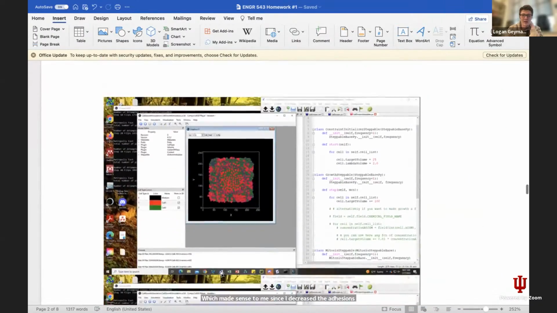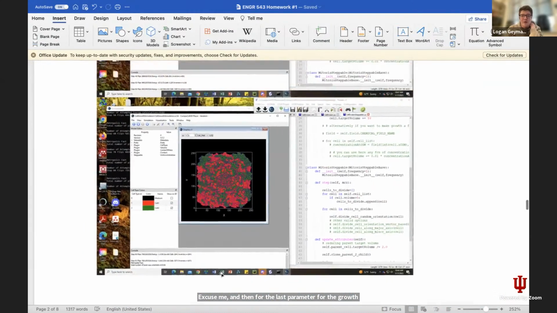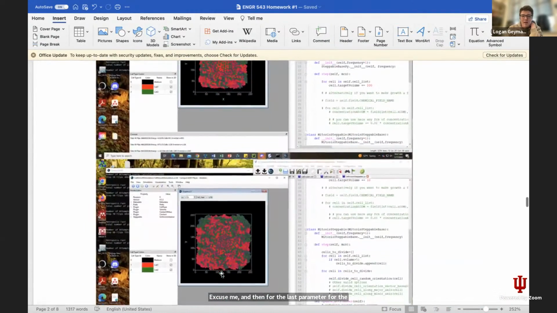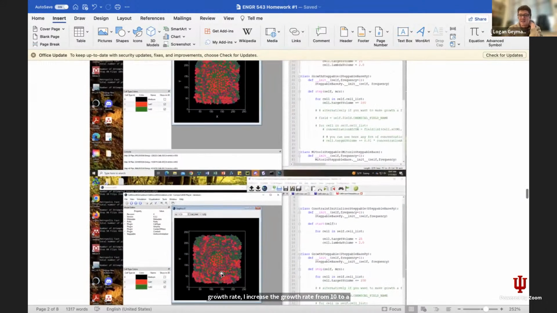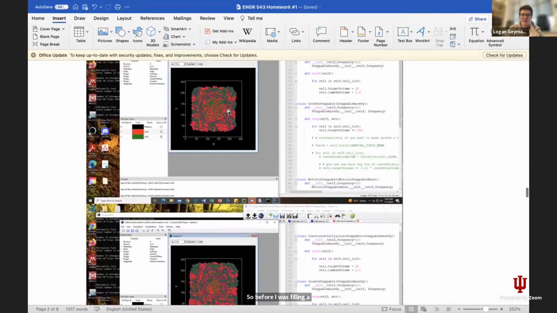And then for the last parameter, the growth rate, I increased the growth rate from 10 to 100. And the primary thing I saw here was that the lattice filled way faster than normal. Before it was filling at 1/10 of the rate, and now I was seeing a more explosive growth. And I noticed again a similar contractile ring where there was a center mass of larger cells that slowly got smaller and smaller as the mass expanded.